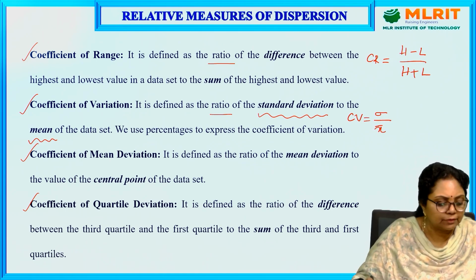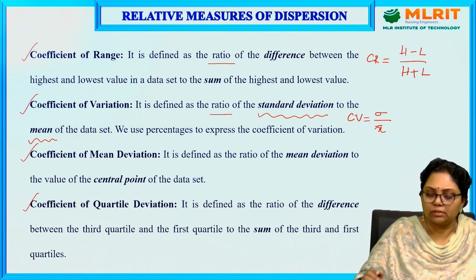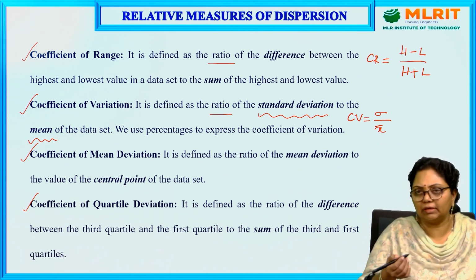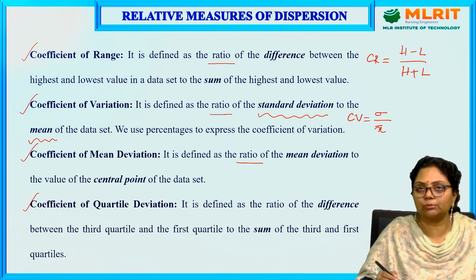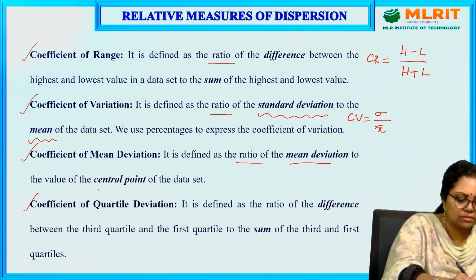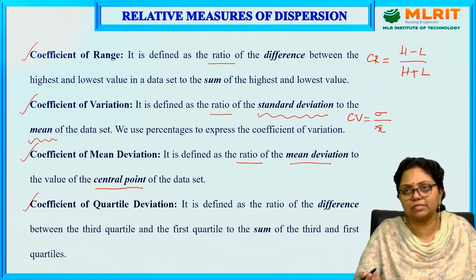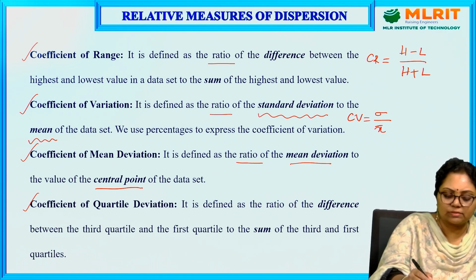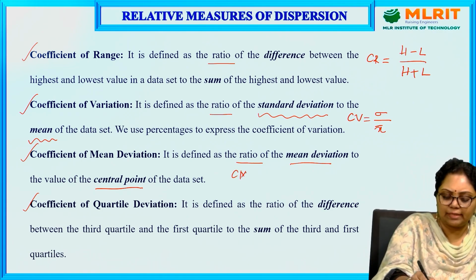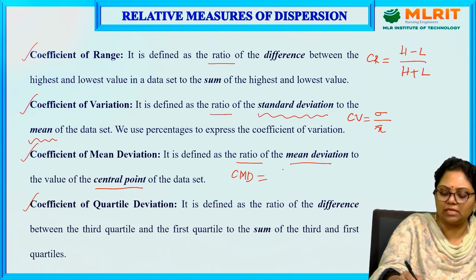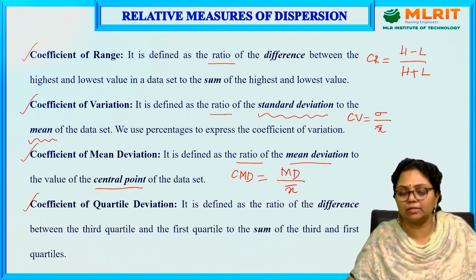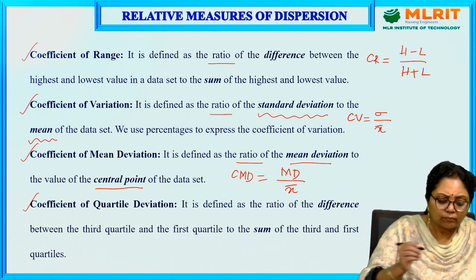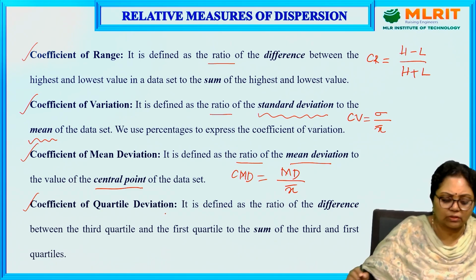Now the third one, quotient of mean deviation. Whenever we talk about the quotient, it is nothing but the ratio. So it is defined as the ratio of mean deviation to the value of the central point. The value of the central point is nothing but the mean. So we can write CMD, quotient of mean deviation, is equal to mean deviation divided by the value of the central point in the data set, which is the mean.